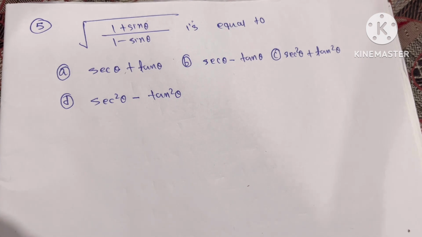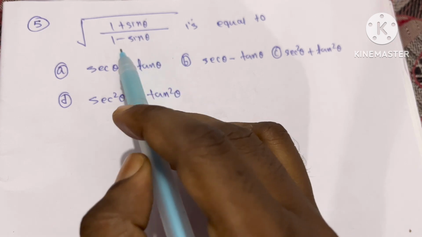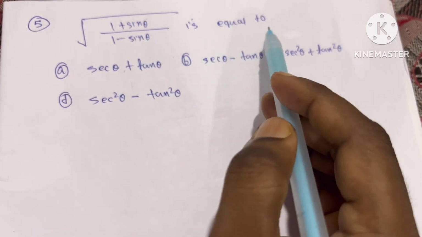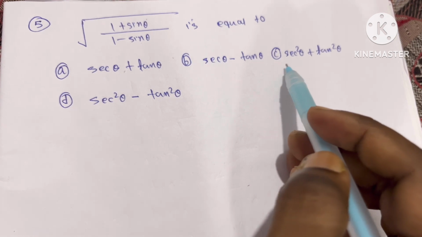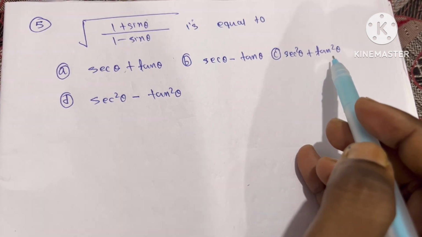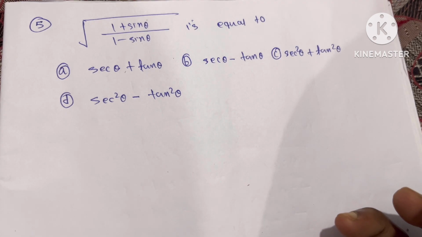So question number 5. This is also the same as question number 4. Root over (1 plus sin theta) divided by (1 minus sin theta) is equal to what? Options: sec theta plus tan theta, sec theta minus tan theta, sec square theta plus tan square theta, and sec square theta minus tan square theta. Very simple, same as question number 4.